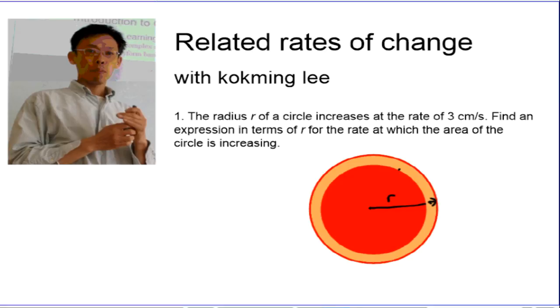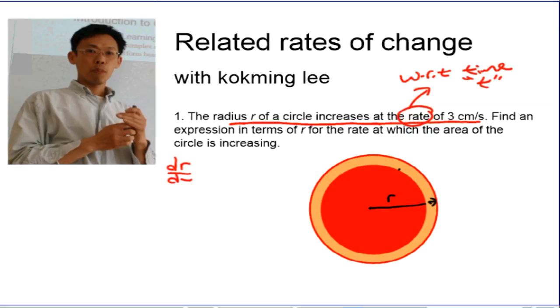So with this, always write down the information. The rate at which the circle is increasing. Rate here is referring to with respect to time. Usually time is represented using t. So in this case, we know dr/dt is equal to 3 centimeters per second. The unit of measurement of time is second.